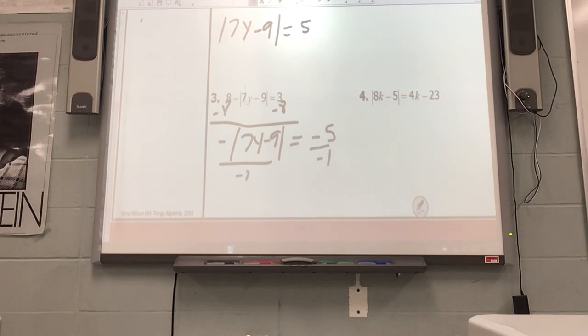Now you're ready to write your 2 equations. So 7y minus 9 equals 5, and 7y minus 9 equals -5. Scrounged that one on the right end, didn't I? I think we ought to add 9 to both sides. What do you think? So I got 7y is 14, which means y is 2.